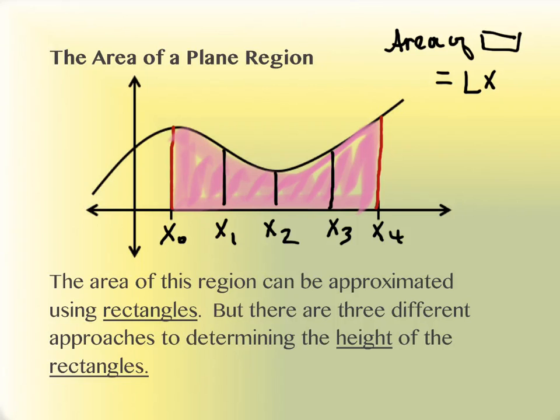Yeah, it's length times width. So all of these widths are the same. But the length, or in this case, visually it looks more like a height, wouldn't be the same. Now, there are at least 3 common ways, when you're doing rectangles, to determine height. One way can be to use the left-hand endpoint as your height, and the other way might be to use the right-hand endpoint as the height. And the third option is to use the midpoint as the height. Those are the 3 ways that we're going to look at.